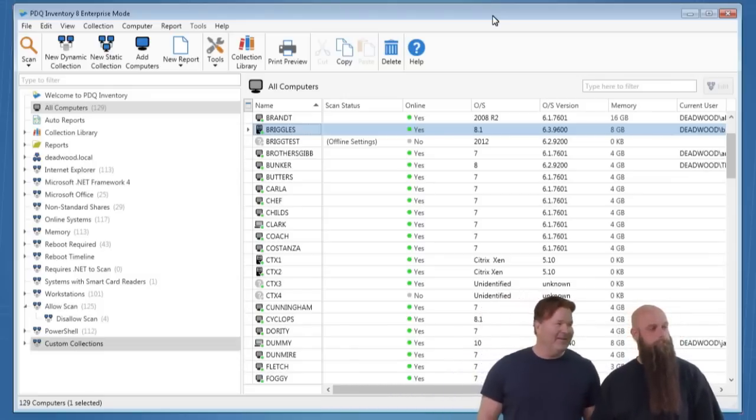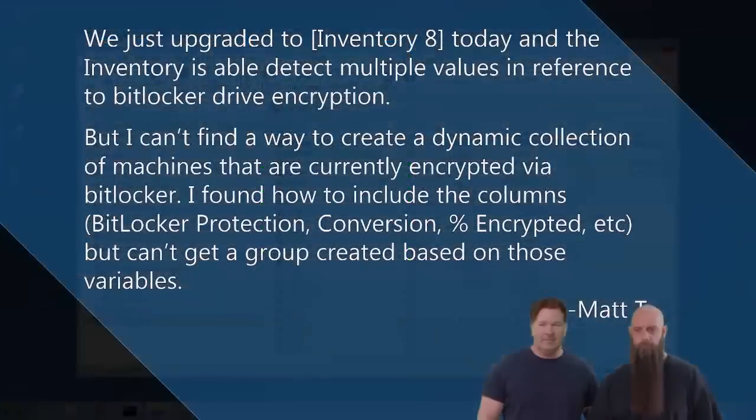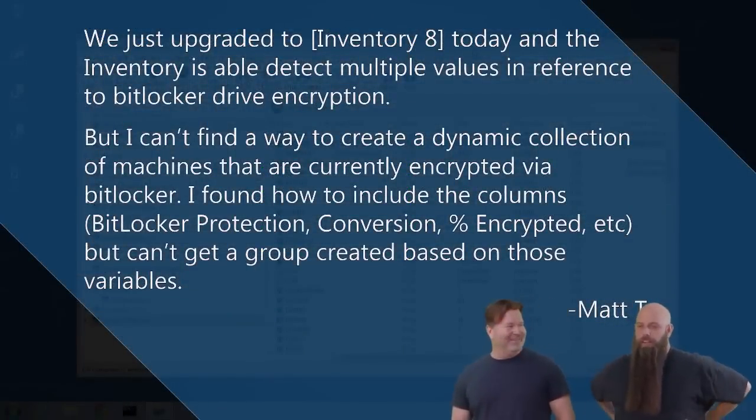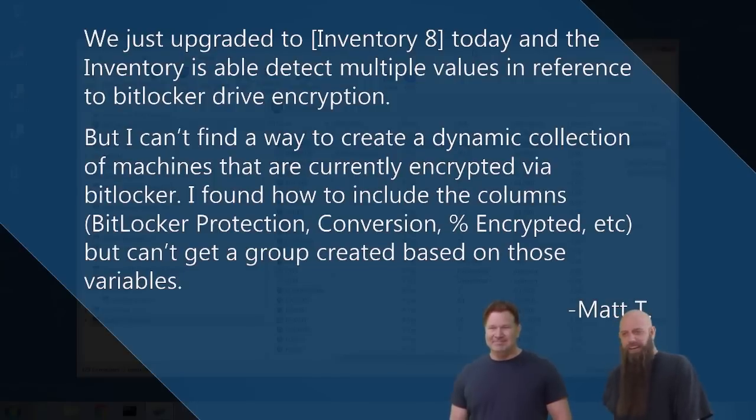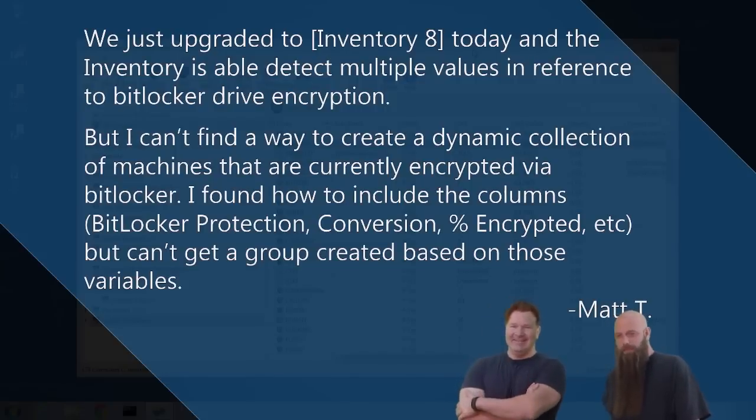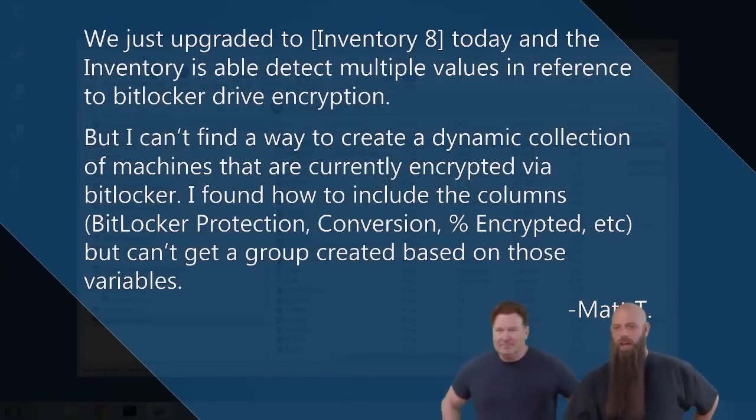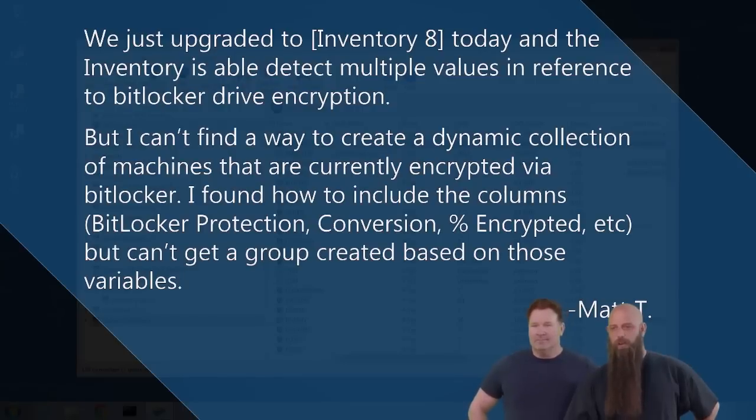We'll take this one. It's a bit long. We just upgraded to inventory 8. Today, welcome. And the inventory is able to detect multiple values in reference to BitLocker drive encryption, but I can't find a way to create a dynamic collection of machines that are currently encrypted via BitLocker. I found out how to include the columns BitLocker protection, but I can't get a group based on those variables. When you say group, I'm assuming you mean collection.